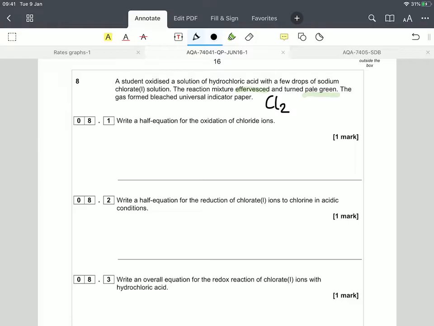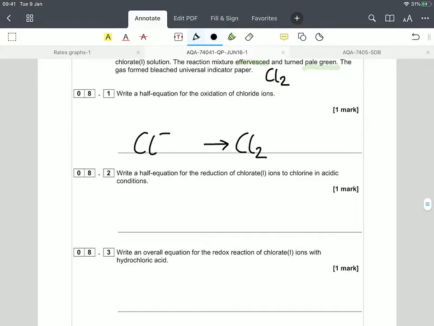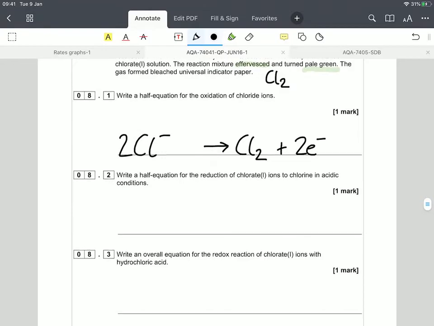So the first question asks for a half equation for the oxidation of chloride ions. It doesn't say to what, but the only possible answer is that they're being formed into chlorine molecules. So this is a GCSE standard half equation, although writing it yourself is more of an A-level task. If we're going to turn chloride ions into chlorine, we need to balance. We need 2 of them, and they're going to lose 1 electron each, so we need 2 electrons on the right hand side. That is as easy as half equations get, although arriving at it isn't that straightforward in this question because you have to deduce what the product is.